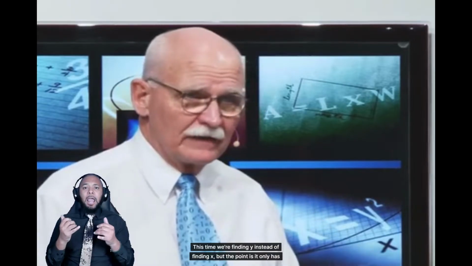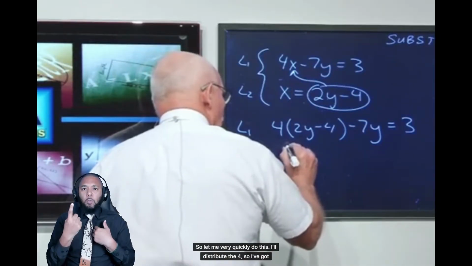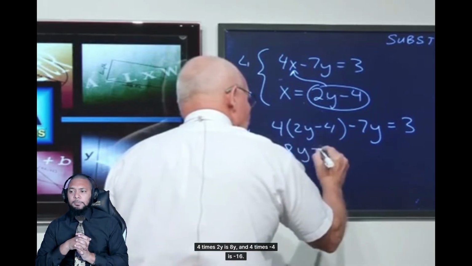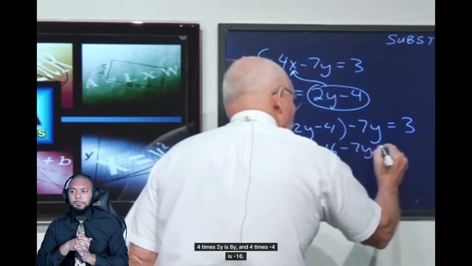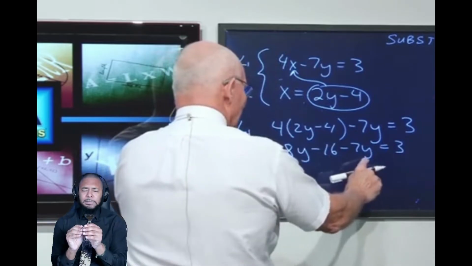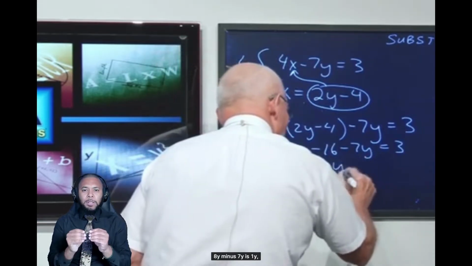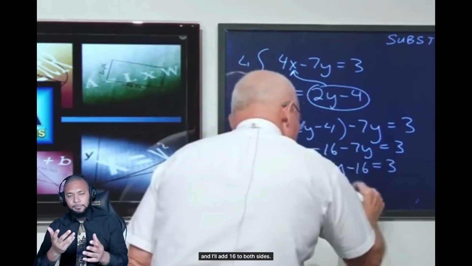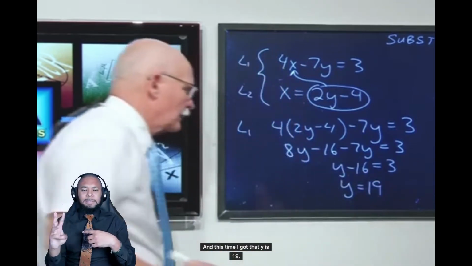And now, just like the previous example, we can solve this equation because it only has one variable. This time we're finding y instead of finding x, but the point is it only has one variable. So let me very quickly do this. I'll distribute the 4, so I've got 4 times 2y is 8y, and 4 times negative 4 is negative 16. I'll combine the like terms. 8y, I can't believe it, it's going to turn out to be a whole number. 8y minus 7y is 1y. And I'll add 16 to both sides. And this time I got that y is 19.